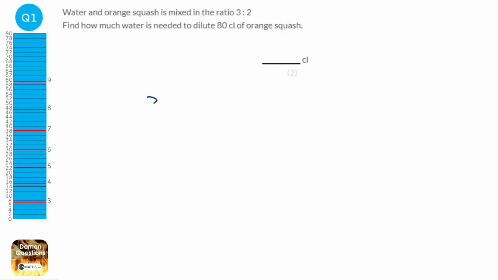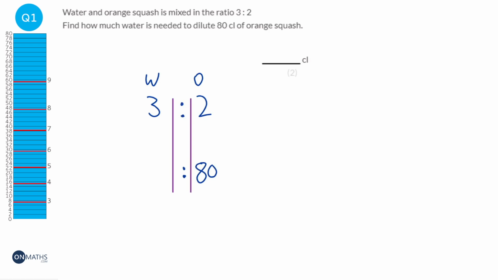So water to orange is 3:2. We've got water here and we've got orange squash here. And we're told that we've got 80 centilitres of orange. So we've got 80 here. And we're asked to find the amount of water required.